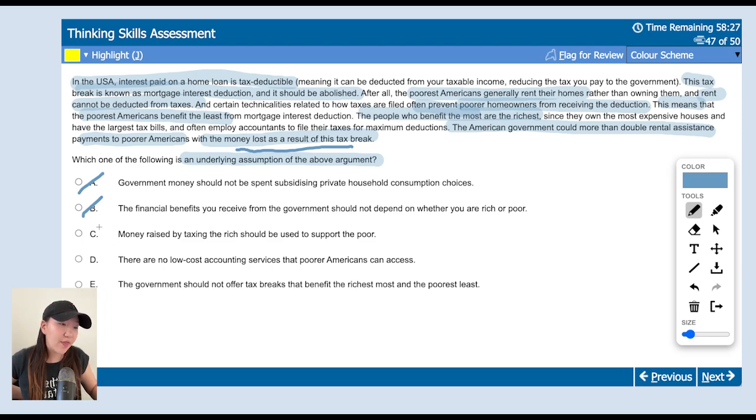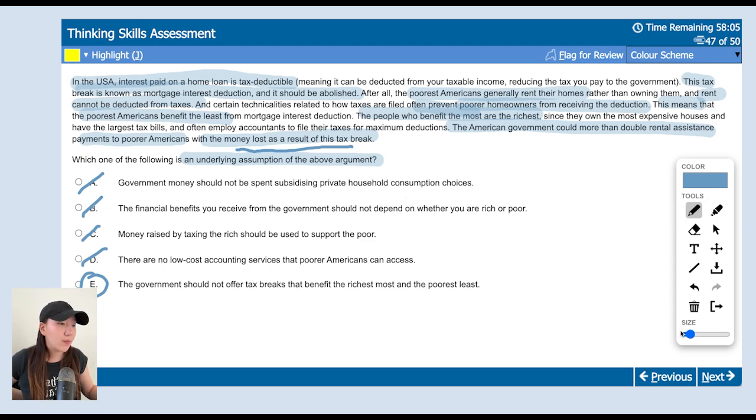Well, it's not quite there. That's a little bit too much extending the argument. There are no low-cost accounting services that poorer Americans can access. I'm sure this person would agree with this point, but it's not an assumption that we need. That is irrelevant, and the government should not offer tax breaks that benefit the richest most and the poorest least is a better kind of adjustment of what we were discussing before.